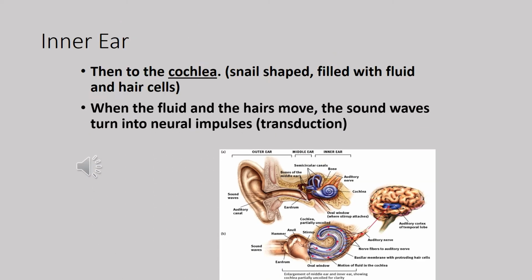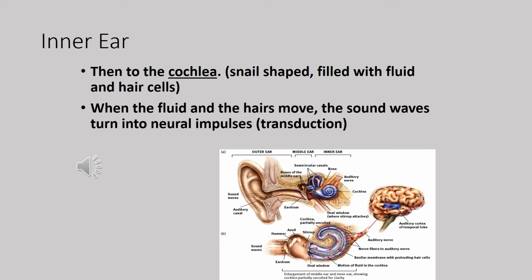Once the sound waves travel through the oval window, they enter the inner ear. The inner ear is called the cochlea, and it is a snail-shaped part of the ear that's filled with fluid and hair cells known as cilia. As the sound waves move through the inner ear, the fluid moves across the hairs.